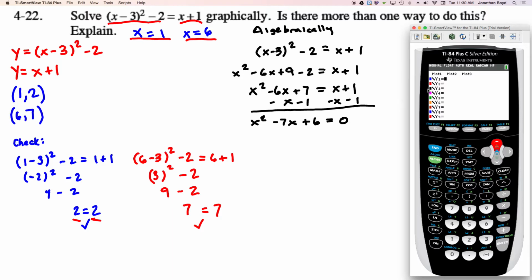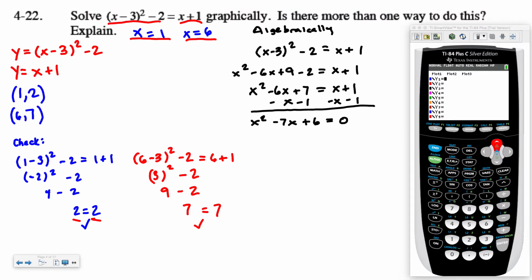Now if we're going to type it into the calculator, remember this 0 doesn't end up being in the calculator. We're actually going to graph up the function here where we have y equals our trinomial here, x squared minus 7x plus 6. But we're going to want to look at where y is 0, or the x-intercepts, to get our solution here. Let's see if this works.